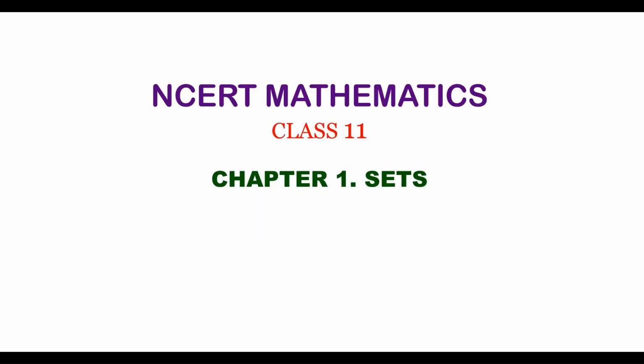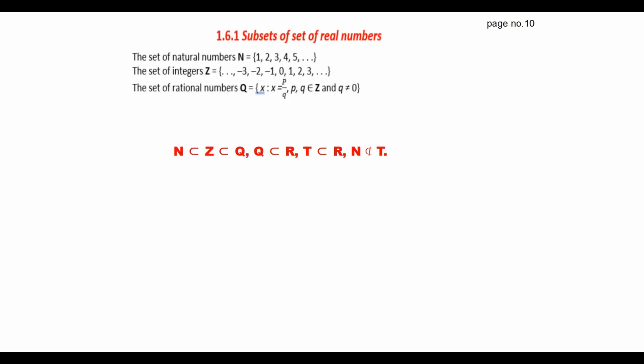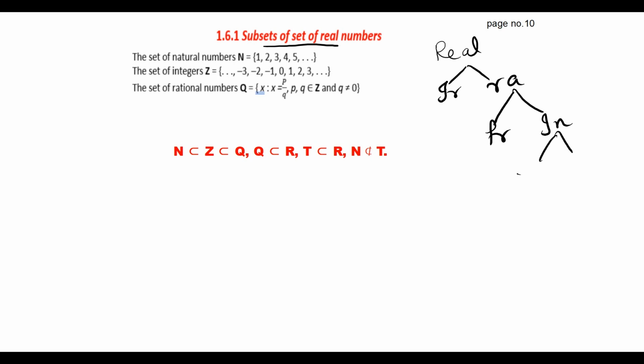In this video, we will see NCERT Mathematics class 11 first chapter, sets. Next we will see 1.6.1, subsets of real numbers. Normally, the real numbers contain irrational and rational numbers. Rational numbers contain fractions and integers. Integers contain negative numbers and whole numbers. Whole numbers are 0 and the natural numbers.